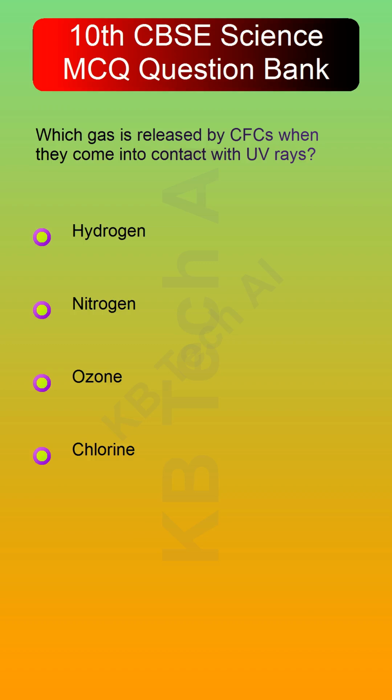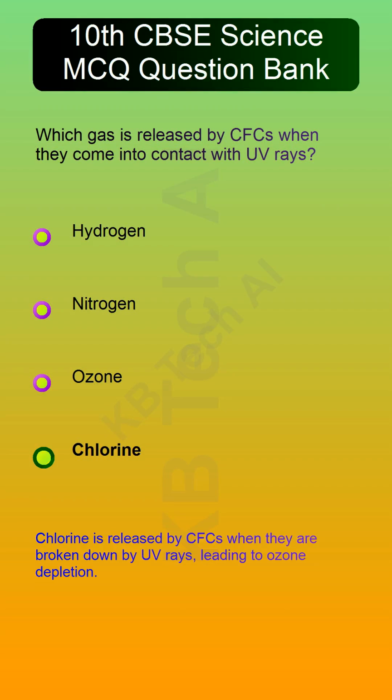Which gas is released by CFCs when they come into contact with UV rays? Option 1, hydrogen, Option 2, nitrogen, Option 3, ozone, Option 4, chlorine. The answer is, Option 4, chlorine.